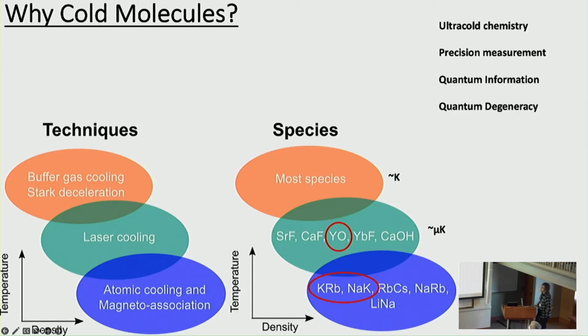Okay, so why cold molecules? I'm not going to go into the motivations of why I want to do cold molecules, but I would just want to survey the field really quickly. By far the most successful way has been magneto-association of bialkalis. KRb and NaK have both reached quantum degeneracy and been able to study dipolar evaporation and collisional shielding.